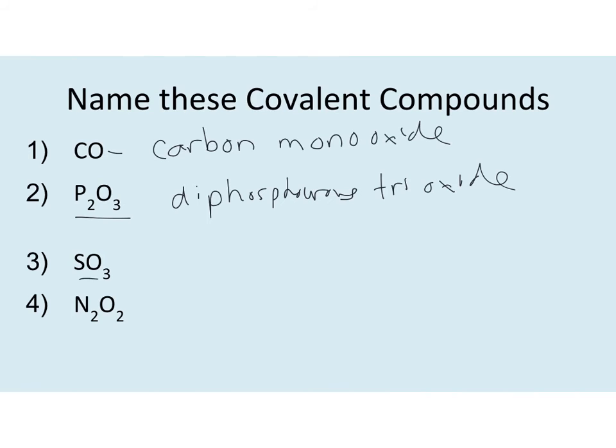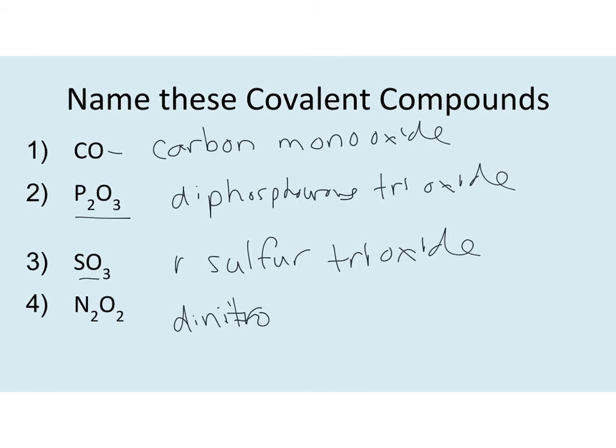Okay. Down here I only have 1 sulfur, so this is going to be, and I could call it monosulfur, but again, we usually don't use that term at the very beginning, the first one. It's not wrong if you do, but we usually don't. So this would be sulfur trioxide. And down here I've got 2 nitrogens, so dinitrogen, and then 2 oxygens, dioxide.